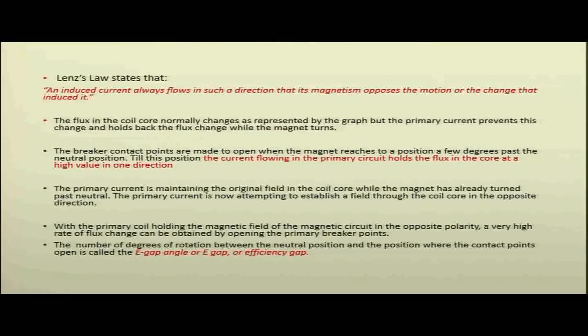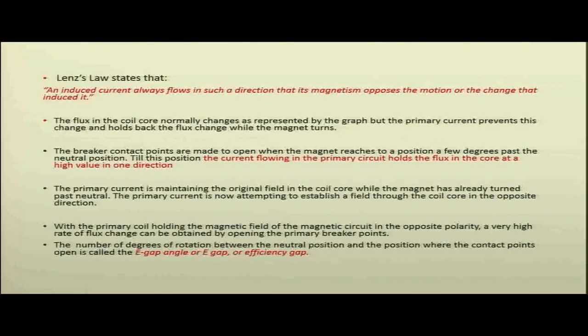The breaker contact points are made to open when the magnet reaches a position a few degrees past the neutral position. Till this position, the current flowing in the primary circuit holds the flux in the core at a high value in one direction.